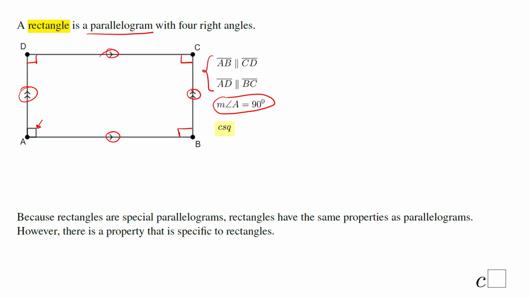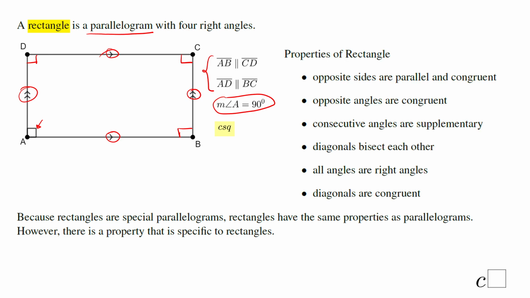Now, because a rectangle is a special parallelogram, yes, it's a parallelogram, we have the same properties as the parallelogram, which we see right here. These four belong to the parallelogram. Opposite sides are parallel and congruent. Opposite angles are congruent, 90 degrees in this case. Consecutive angles are supplementary, each one 90. Diagonals bisect each other. So as I said, these are the properties of the parallelogram.